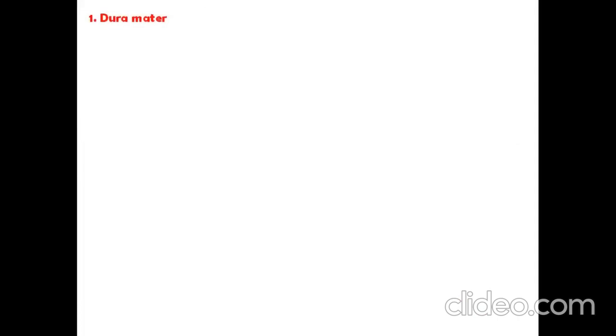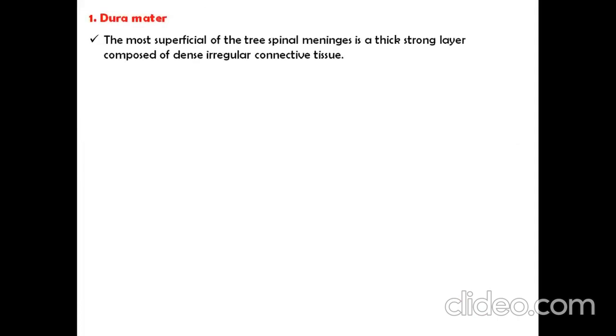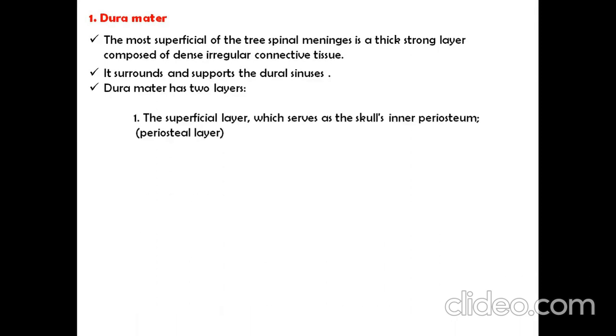Now first one is the dura mater. The most superficial of the three spinal meninges is a thick, strong layer composed of dense irregular connective tissue. It surrounds and supports the dural sinuses. Dura mater has two layers: the superficial layer, which serves as the skull's inner periosteum or the periosteal layer, and the deep layer, which is the meningeal layer.